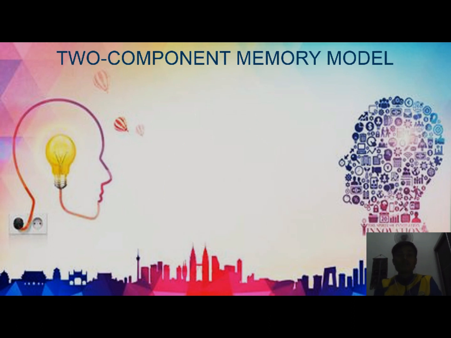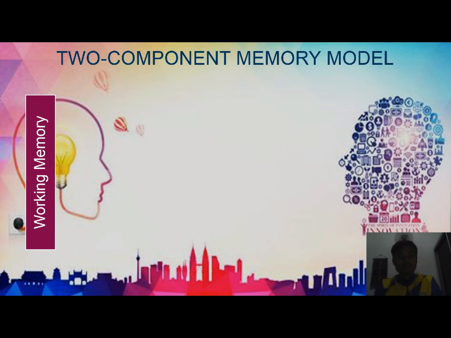Now we go through the two component memory model that I mentioned just now, the first one being the working memory. The working memory has three subsystems. The first one is the phonological loop. The phonological loop is the working memory model that deals with auditory information. And what is auditory information? It is the information that we have heard or listened to and made into a memory.